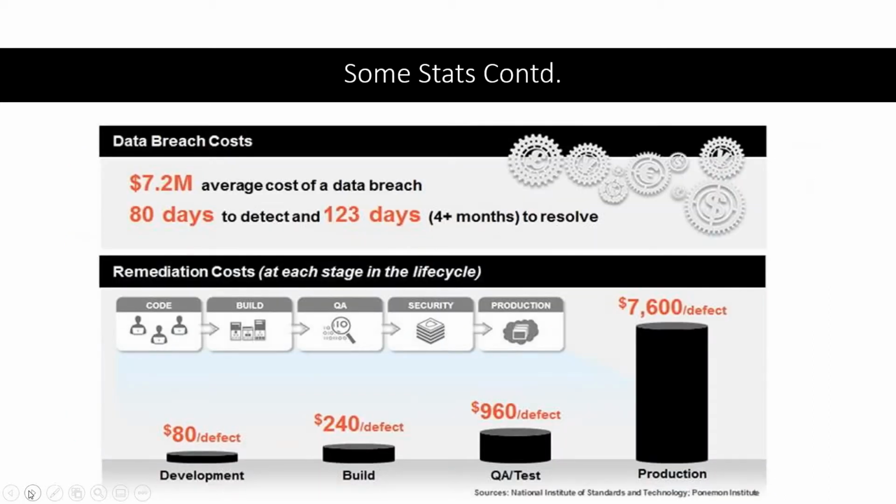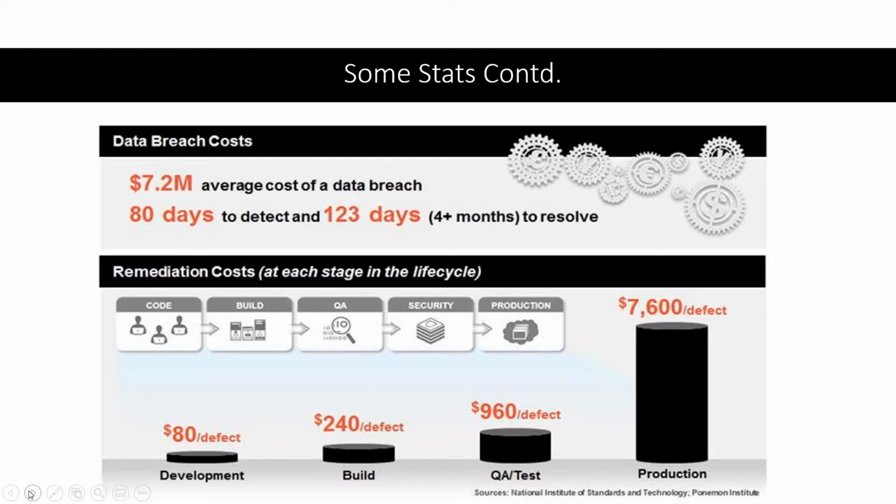Just to give you some examples, just look at this. The average cost for a data breach is 7.2 million. And when we are talking about this, please bear in mind that we are only talking about less than 20% of the actual data breaches, because we don't have that data available. Now let's talk about the remediation cost. It takes on an average 80 days to detect and more than 4 months to resolve a security issue.